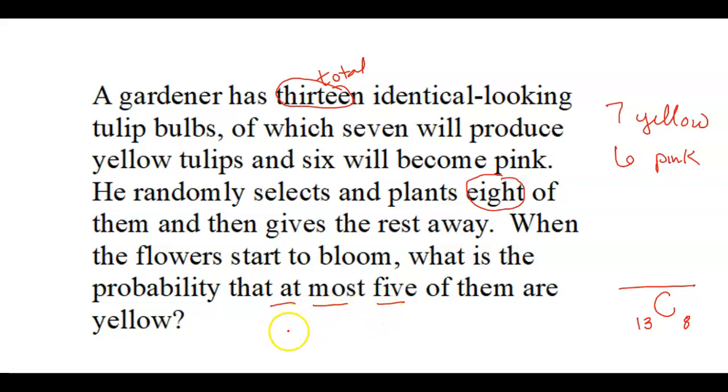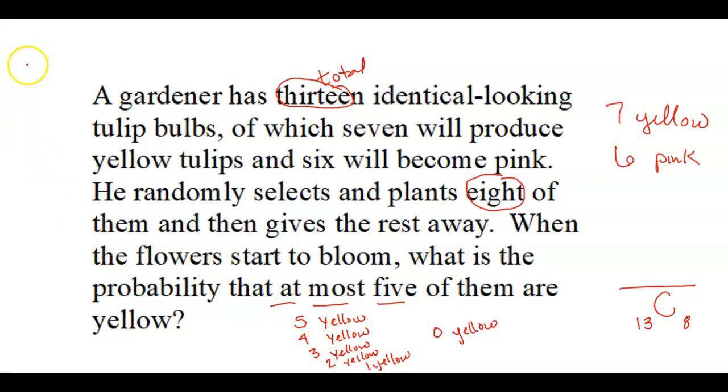So if we could first think about 5 yellow, we have 5 yellow. At most means we don't want more than that, right? So we could have 5 yellow, we could have 4 yellow, 3 yellow, 2 yellow, 1 yellow, or we could have 0 yellow. So these are all the options that we're going to have to add up. There's 1, 2, 3, 4, 5, 6 of them that we would have to add up. Now, because there's so many of them, what we could do instead is use the fact that the probability of a complement is 1 minus the probability.